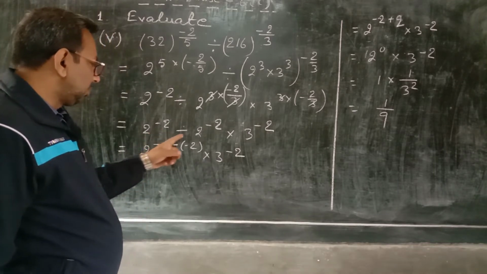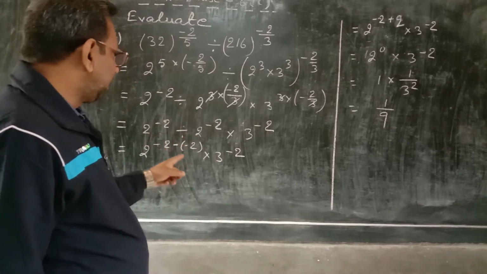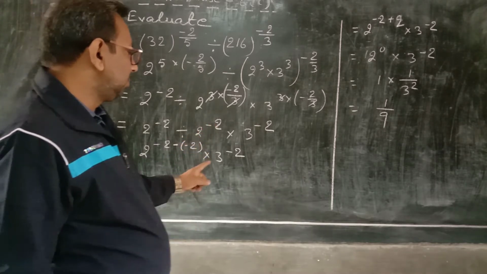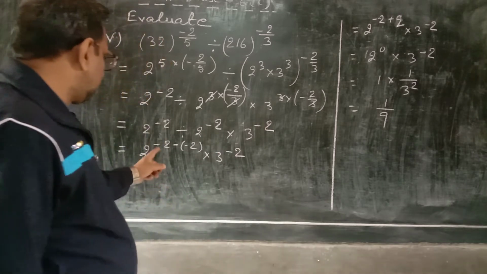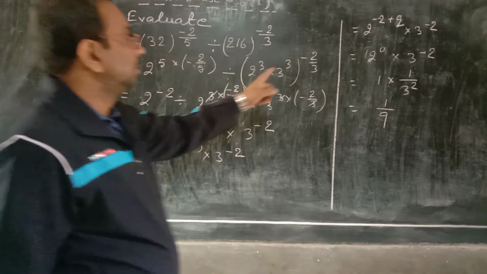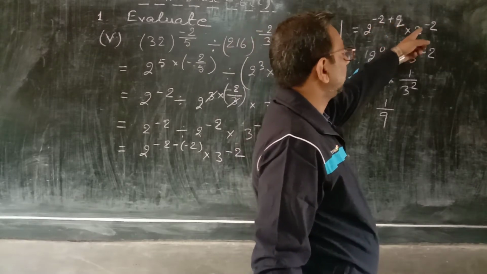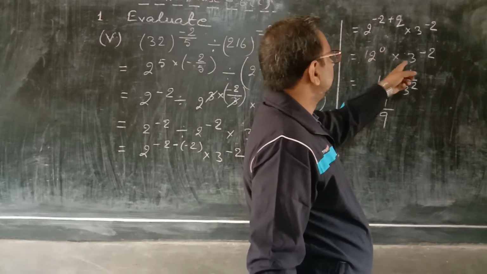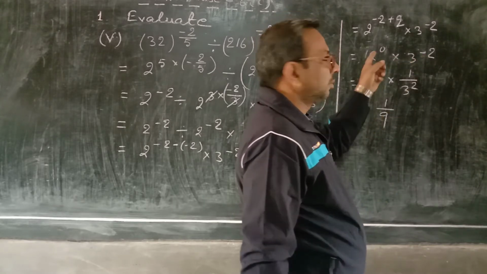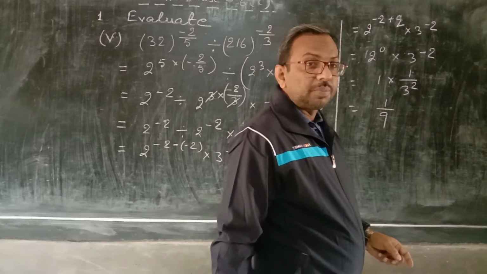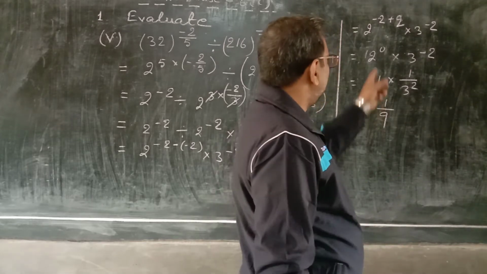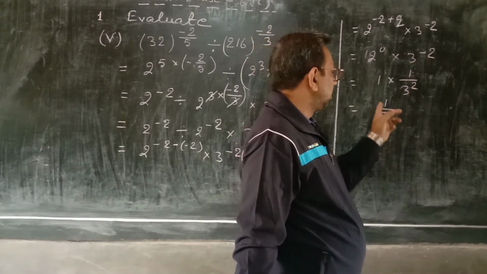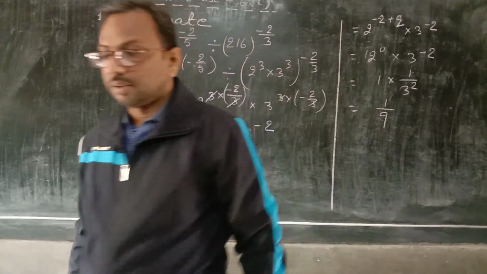2 to the power minus 2, this is division, so powers will be subtracted. 2 to the power minus 2 minus this minus 2 came into 3 to the power minus 2. So minus 2 minus minus is plus 2. 2 to the power minus 2 plus 2 into 3 to the power minus 2. So minus 2 plus 2 cancel, 0. 2 to the power 0 into 3 to the power minus 2. 2 to the power 0 equals 1, because if 0 is the power upon any number, that value will be 1. I wrote here 1 into 3 to the power minus 2, I can write it as 1 by 3 square. So this simplification became 1 by 9.